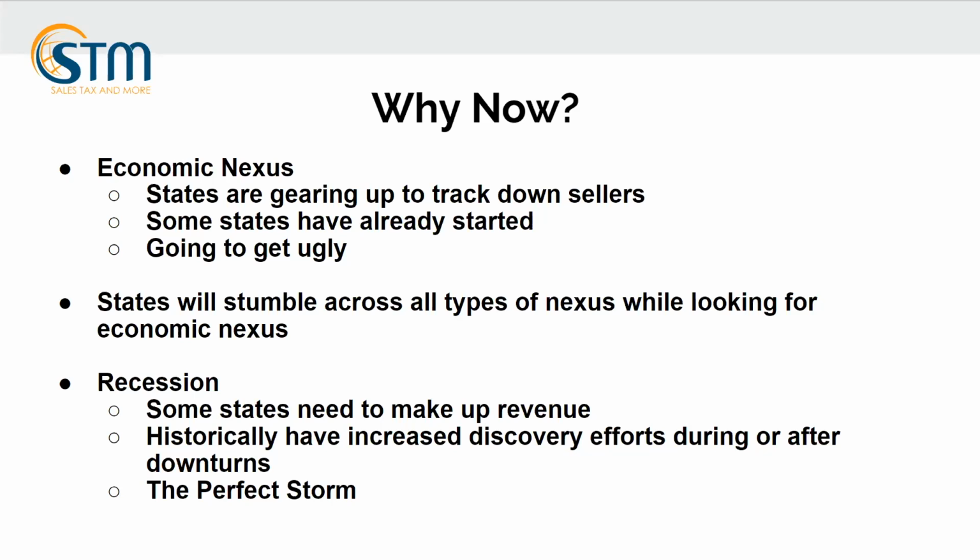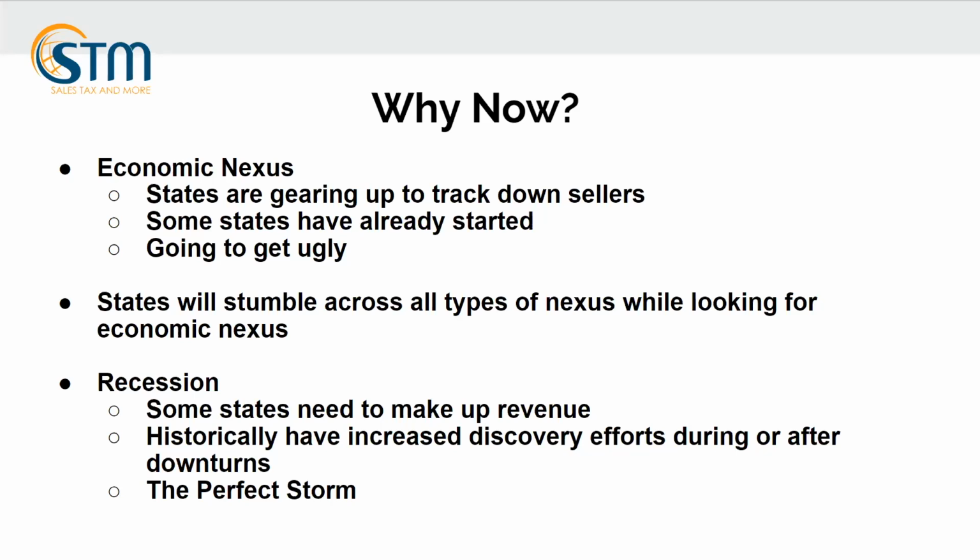And then during a recession, if we start seeing the negative impact of a recession, then states are going to need to make up revenue. And historically, they've increased their discovery efforts during or after downturns. So I think we have a perfect storm here. The states are coming because they know 50 to 60% of companies are not actually compliant or fully compliant. And then they need extra revenue. So they're really in a position where they have to amp up their efforts.